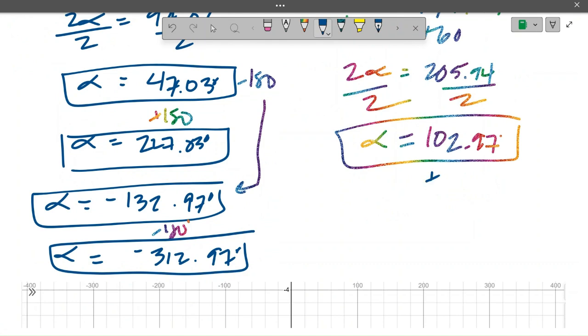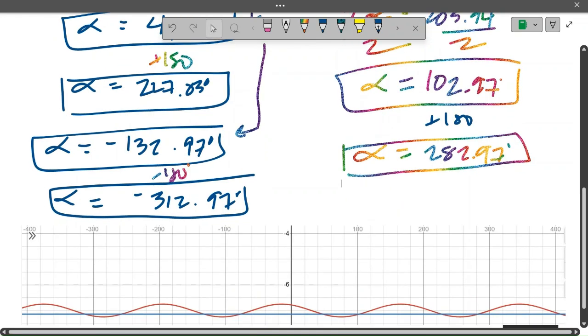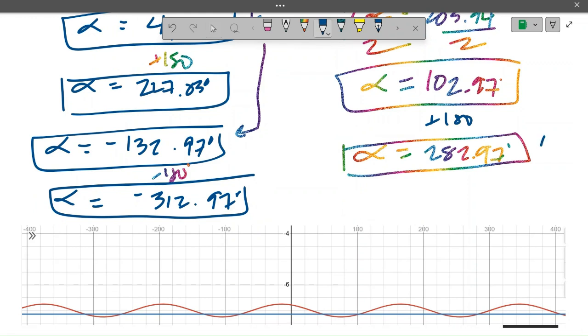I'm going to add 180 degrees to that because I know I'm going to get another value within our domain. And when I do that, I get 282.97 degrees. These are both within our domain. If I added 180 degrees again, I'm going to get a value outside of our domain. So I'm going to subtract now. Oops, I'm not going to subtract there.